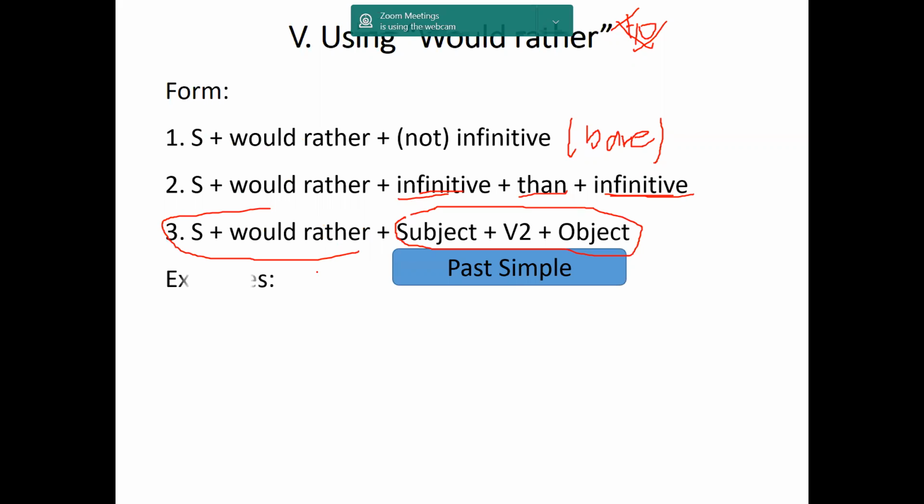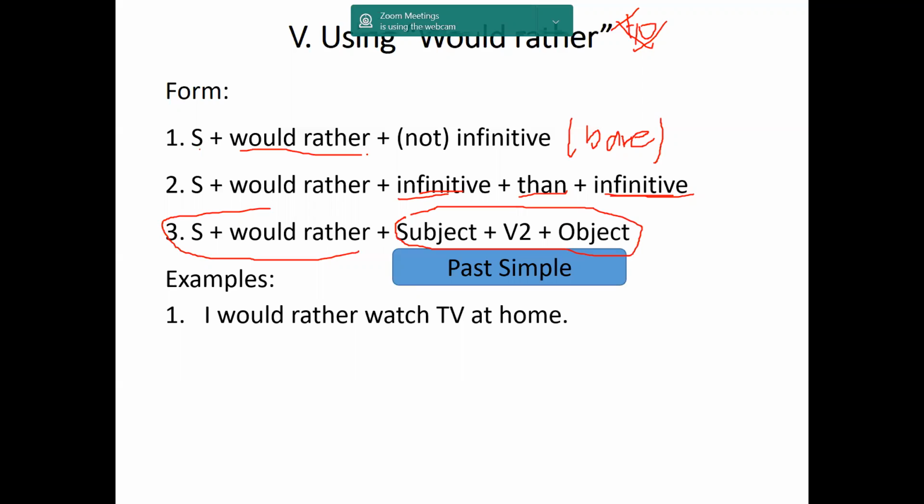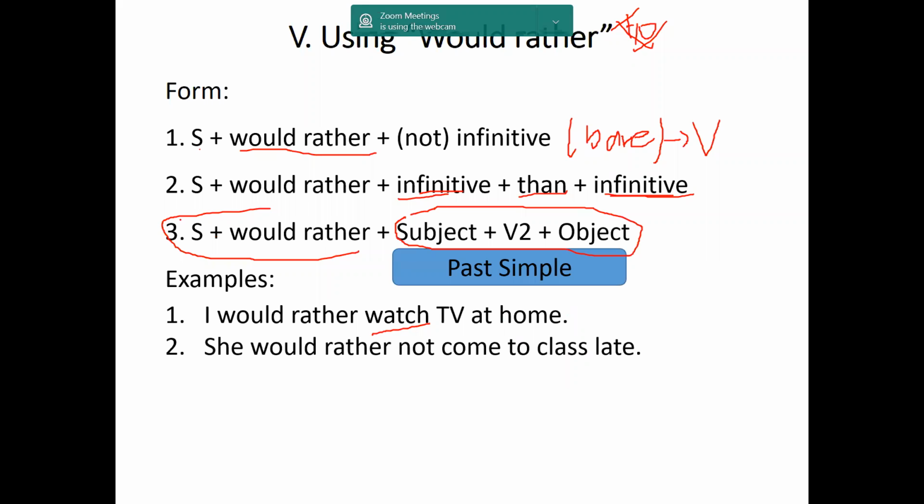So let's see examples. Number one: I would rather watch TV at home. I would rather, and then I just put the infinitive, the verb. Bare means bare verb. And number two, if you want to make it negative, you just add the word not. So here, she would rather not come to class late. Come is the bare infinitive, and to make it negative, just put the word not here.